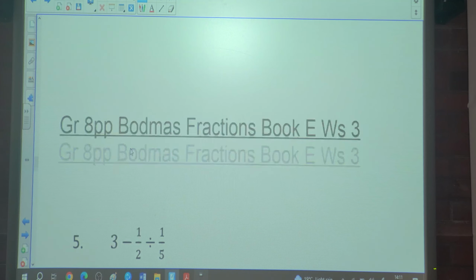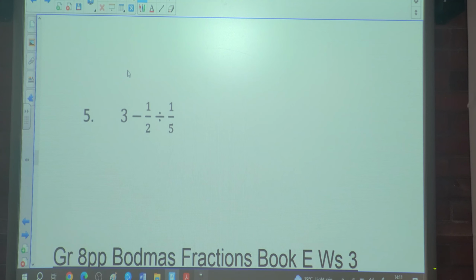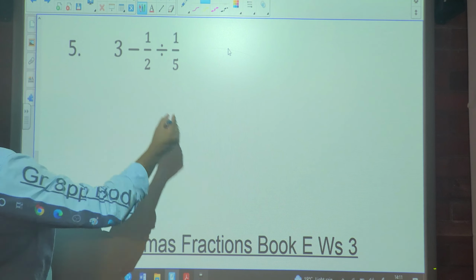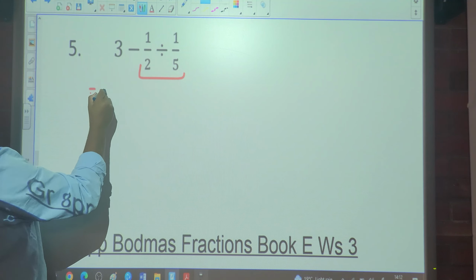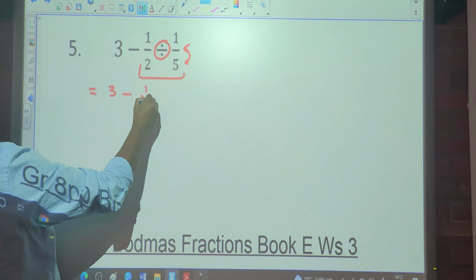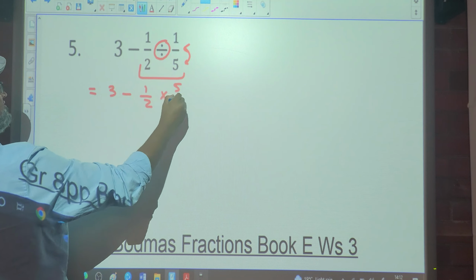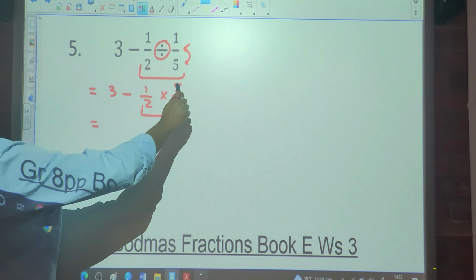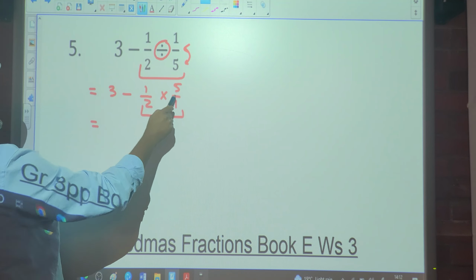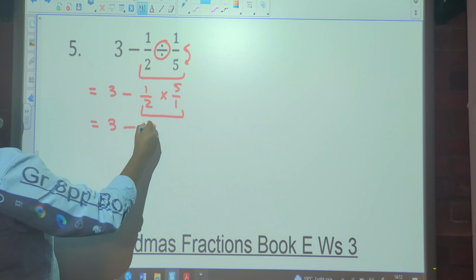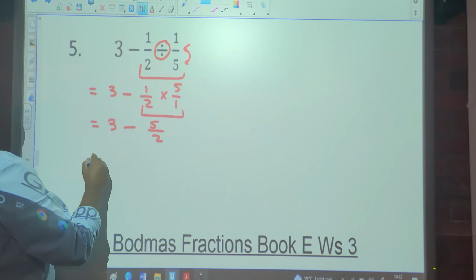Let's look at number 5. You've got 3 minus a half divided by a fifth. So what needs to be done first? Division. So it's 3 minus, and we change that to multiplication, tumble and times. So it's 1 over 2 multiplied by 5 over 1. Multiplication first. Not so? Yes, sir. So anything you can cancel here? So it's 3 minus 1 multiplied by 5 is 5 over 2.